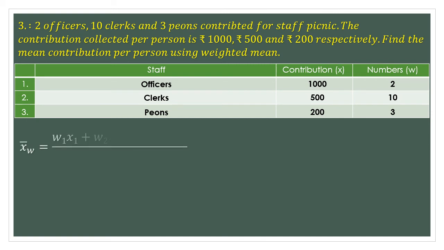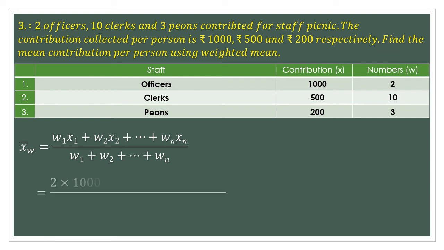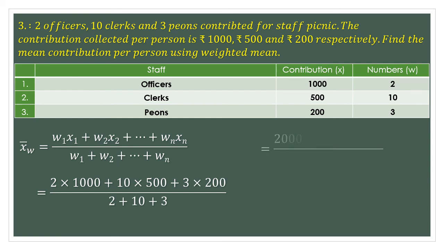We will put the formula first, that is x bar w equals w1 x1 plus w2 x2 plus dot dot dot plus wn xn, divided by w1 plus w2 plus dot dot dot plus wn. We will put the values of the table into this equation. 2 into 1000 plus 10 into 500 plus 3 into 200, divided by 2 plus 10 plus 3. So 2 into 1000 is 2000, plus 5000, plus 600, divided by 15. The total is 7600 divided by 15.